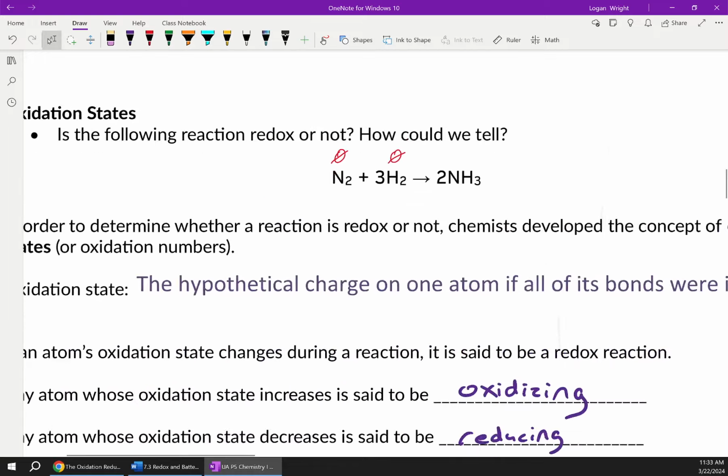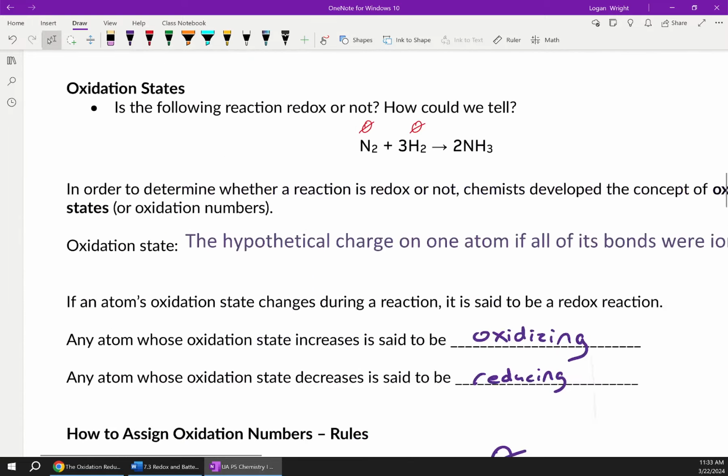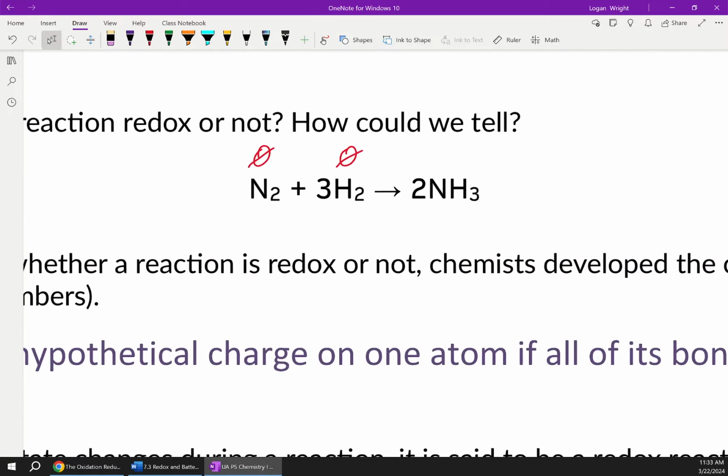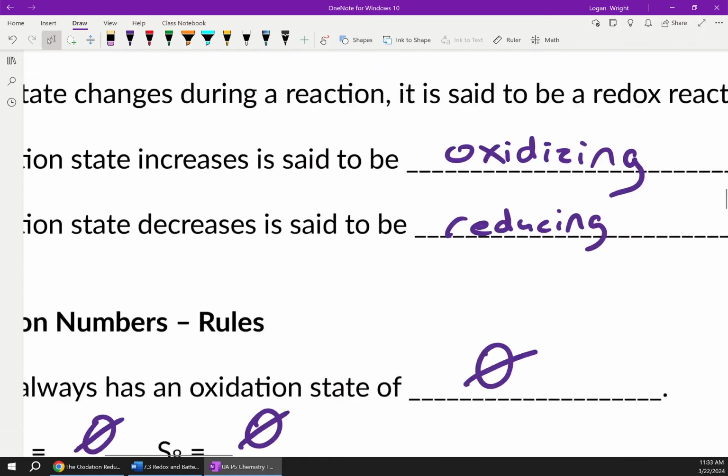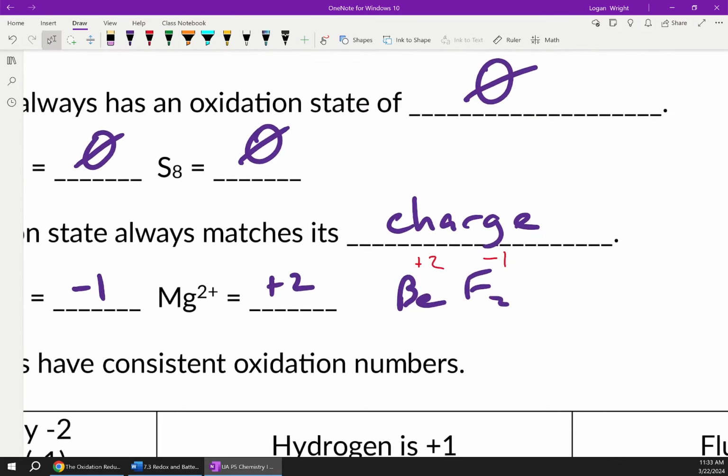So we need rule number 3. Wait, what would be the charge? What would be the oxidation of 0? The Be is +2, and each F is -1. Okay, so you just weigh them like individual. So it does not have one? Or would it just be 0?